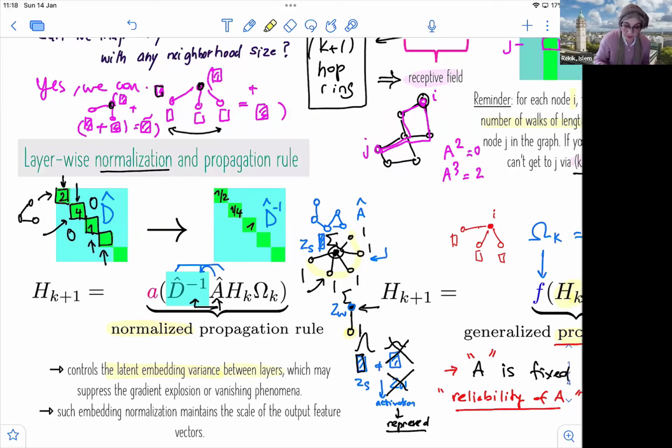This is also very important because it allows us to suppress the gradient explosion and vanishing phenomenon. What does that mean? It means that when we go from layer K to K plus 1, from neighborhood K to neighborhood K plus 1, you have the distribution of this matrix, so maybe it looks like this. If you don't normalize, the distribution will vary a lot between two consecutive layers. So you may end up with completely different distributions, and this is something that you don't want to have because of lack of normalization.